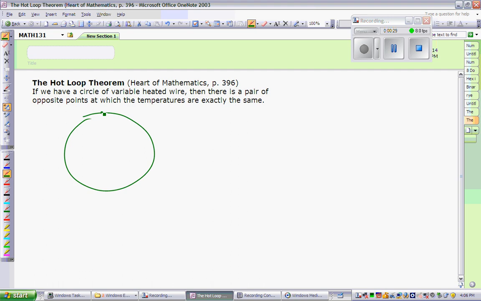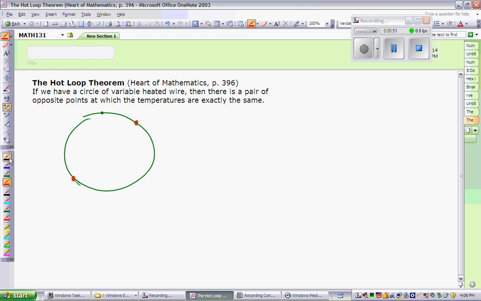Alright, so say you start here, it gets hotter, hotter, hotter, colder, hotter, hotter, colder, hotter, colder, hotter, colder, hotter, colder. There are some two points, say here and here, where the temperatures are exactly the same.